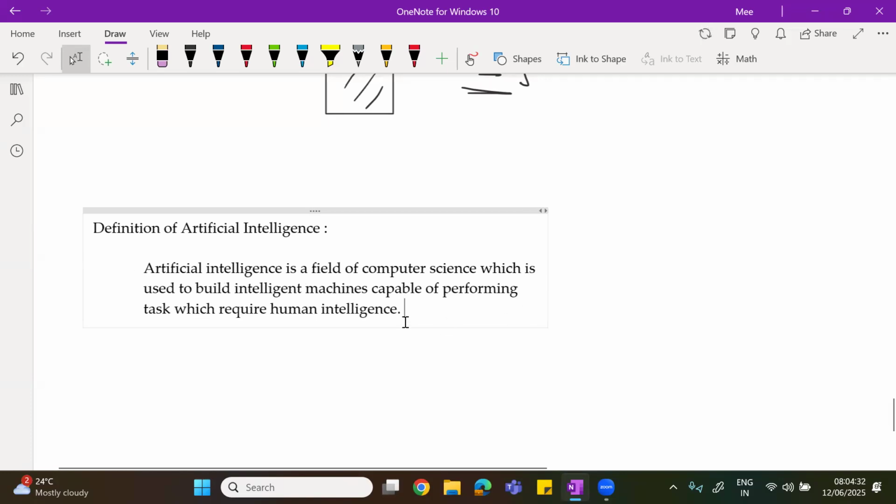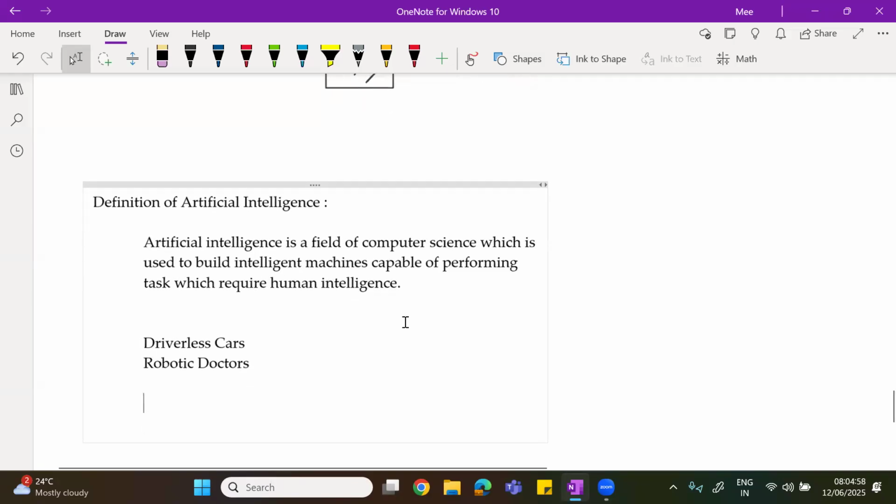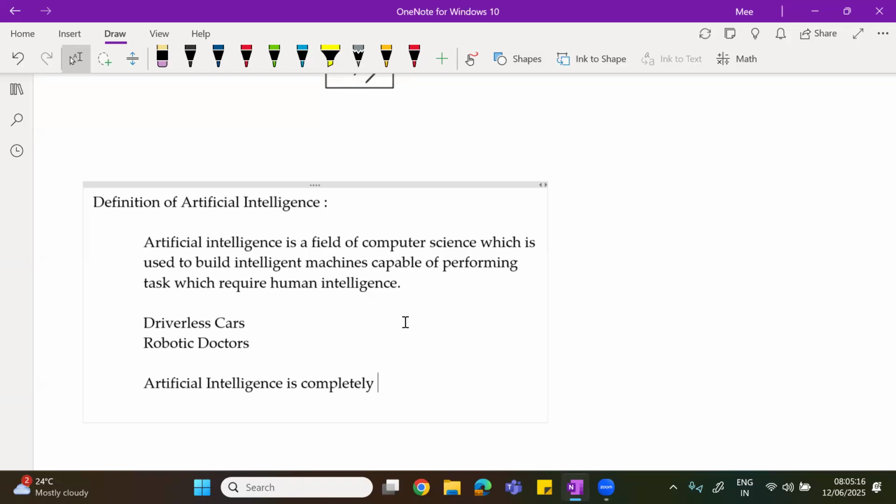The best examples, as I told you, are driverless cars and robotic doctors who can perform surgeries and all those things. As I told you yesterday, artificial intelligence is completely data oriented as of now, because it is completely dependent on the data.